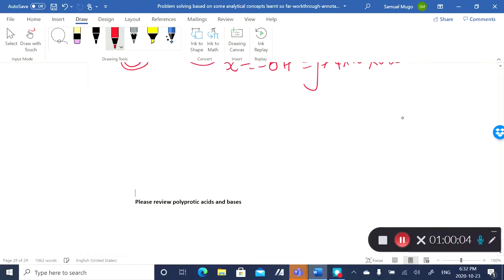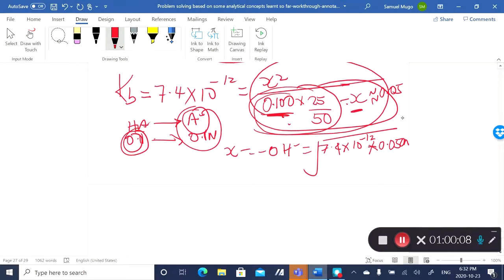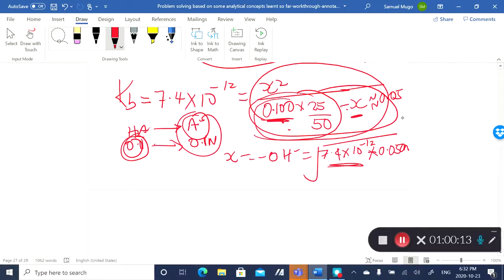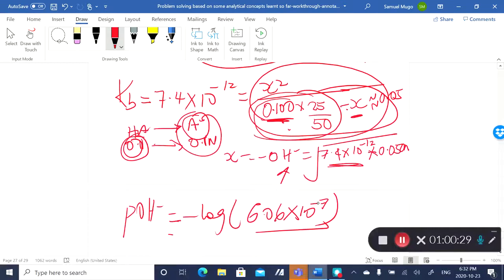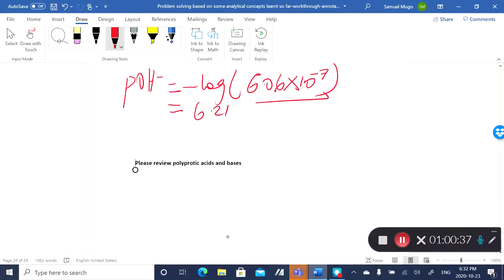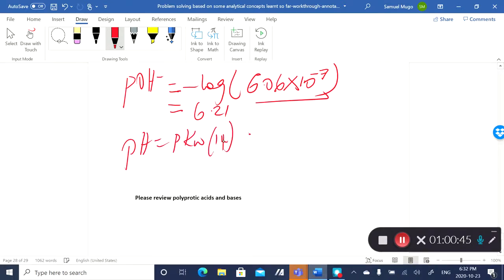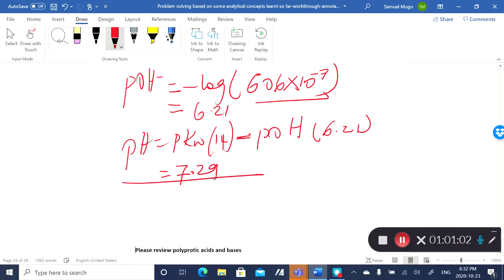And it would be true that it's going to be very, very small, because the Ka, or rather the Kb, is very, very small in this case. And so the pOH then is equal to the negative log of 6.06 times 10 to the power minus 7, which is what you calculate up there. And you're going to see it equals 6.21. And so the pH then is equal to pKw, which is 14 really, minus the pOH. And the pOH, I've just said, is 6.21. And so the answer that you get then is 7.29. And so that's the pH at the equivalence point.